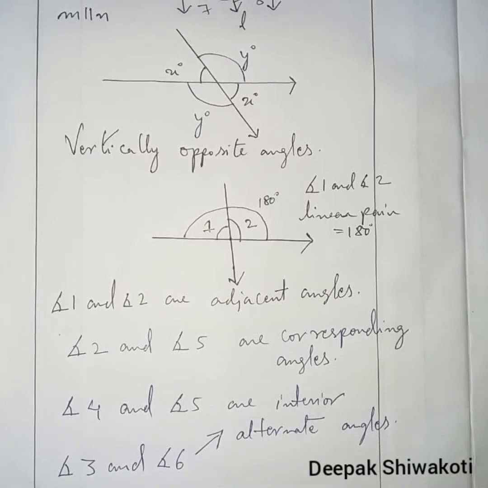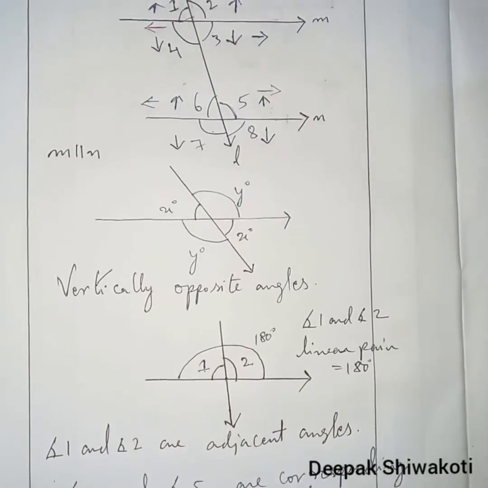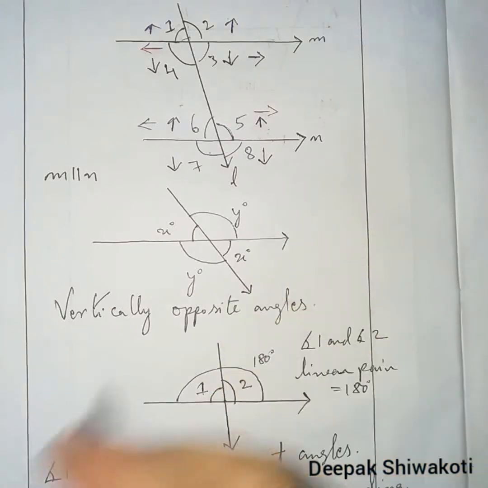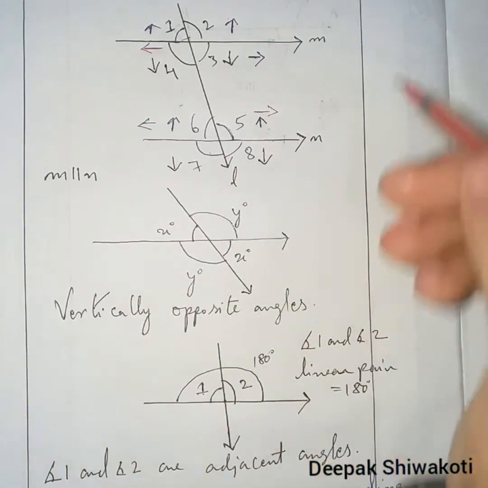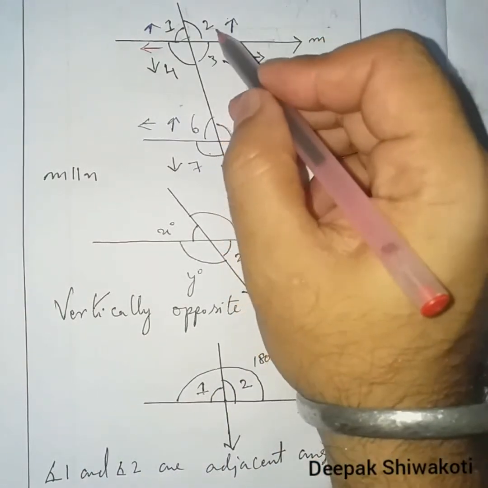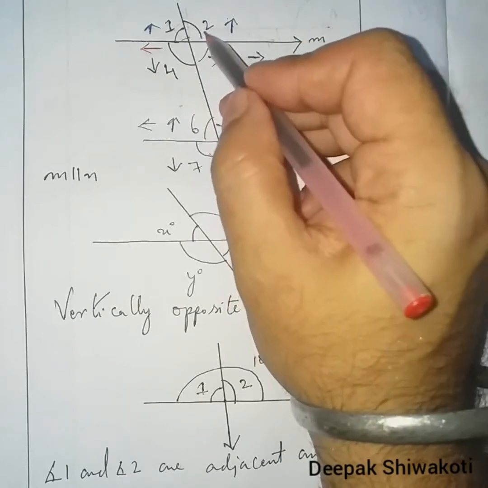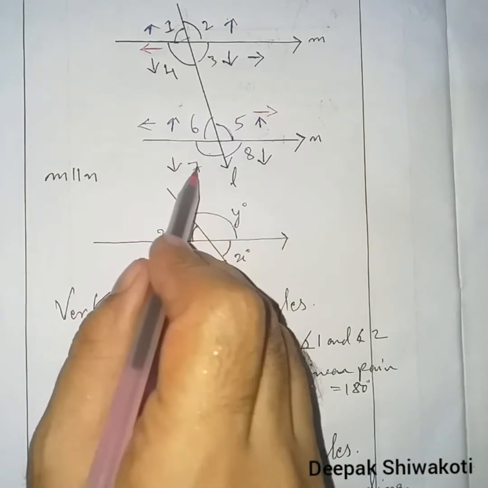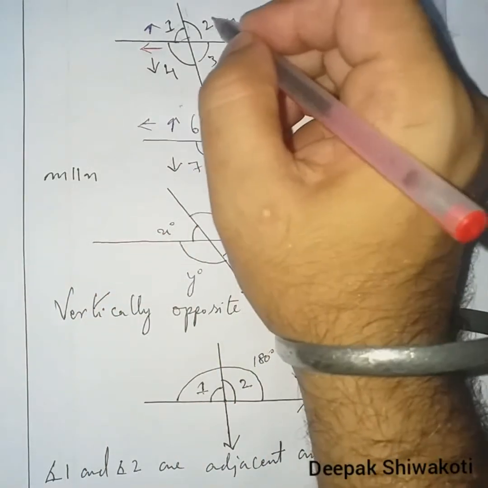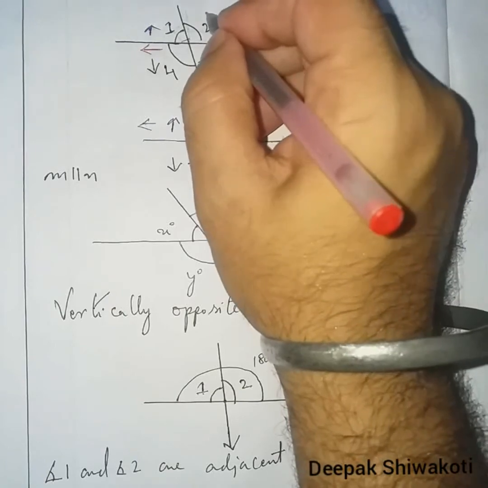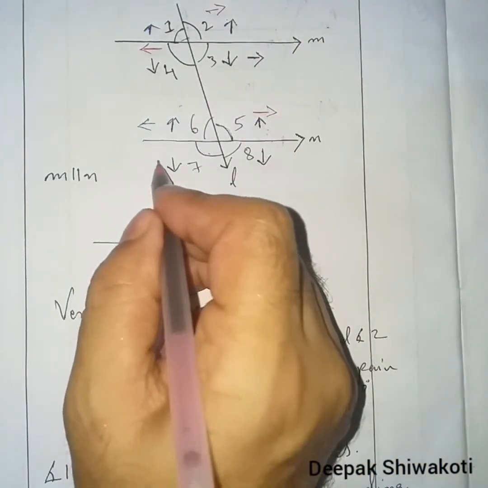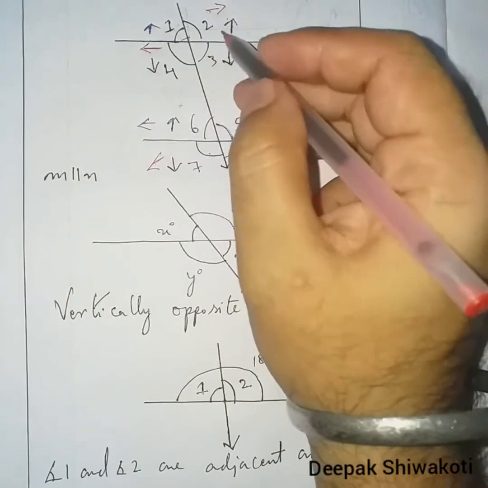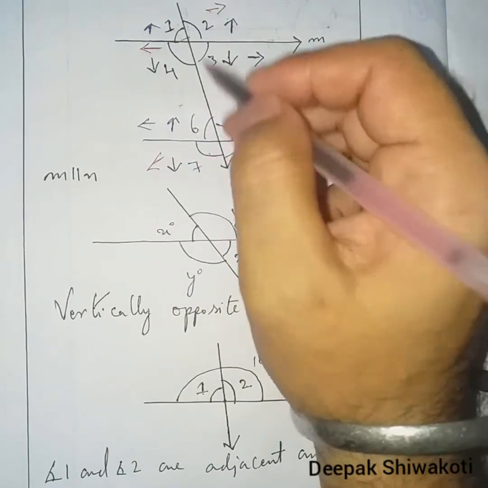If interior is there, exterior will also be there, isn't it? Let us understand external also. With this red pen I can show you. You can see the angle 2 is formed here outside the line, and angle 7 is formed outside the line, and they are opposite to each other. This one is facing this side, this one is facing this side. So these two also have some relation. That is called external alternate angles.